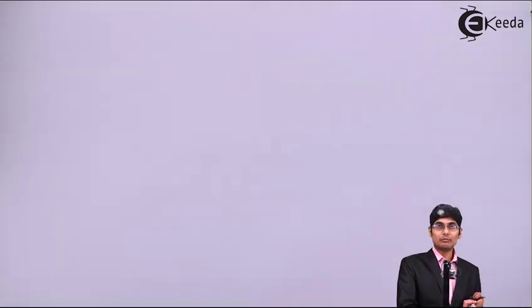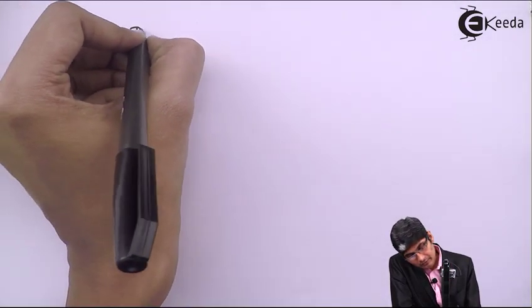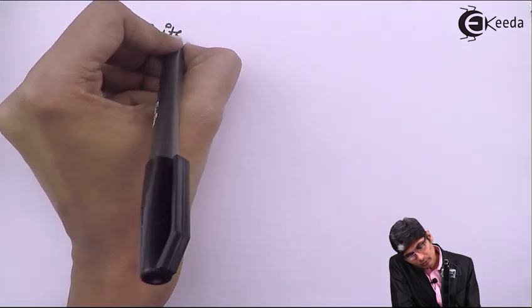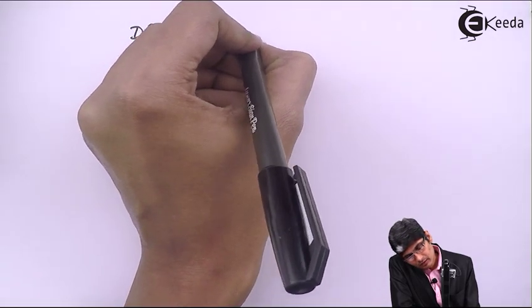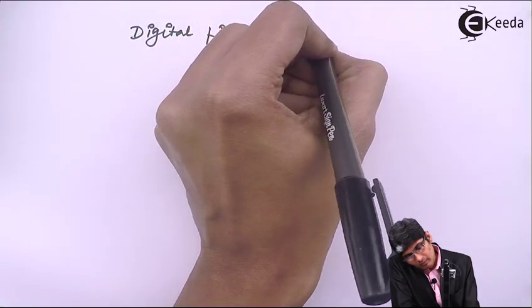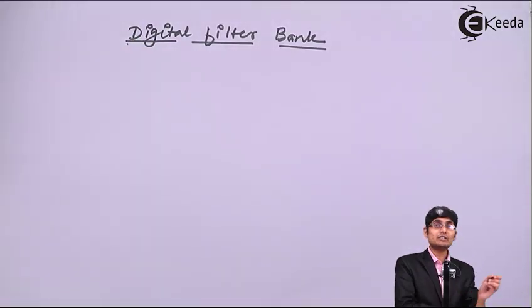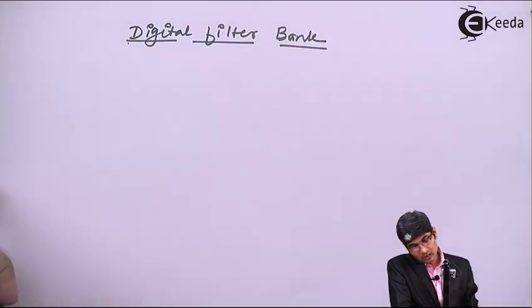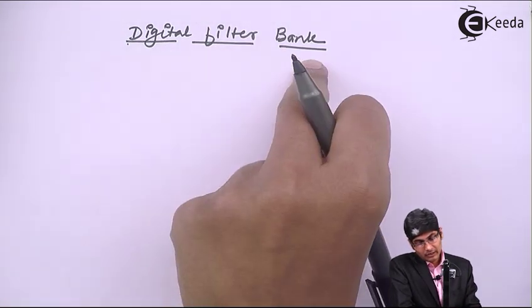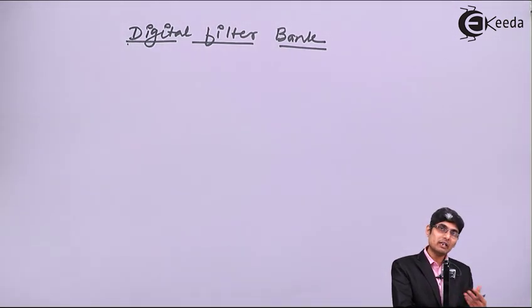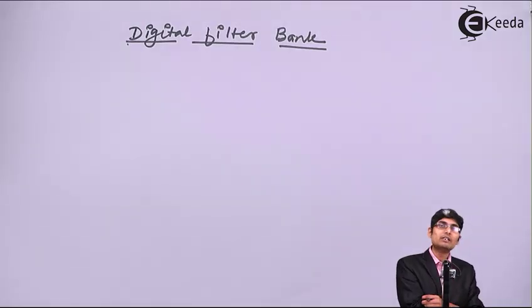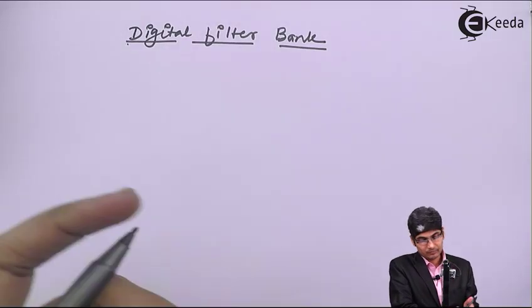Hi friends, today we are going to see a new topic in multi-rate signal processing which we call digital filter bank. So today we'll see what we mean by digital filter bank. So in digital filter bank, as we say filter bank, that means there will be a series of filters, many filters, and they all will be digital filters, they will not be analog filters.